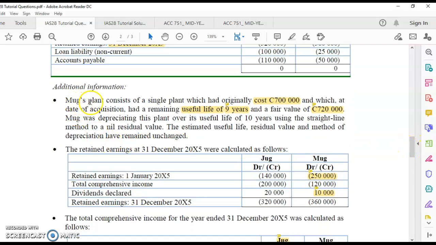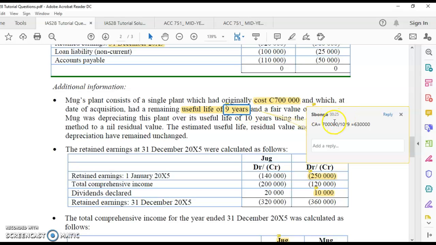And then we're told that there was a plant at acquisition which had a cost of 700,000 at the date of acquisition, and it had a remaining useful life of 9 years, but the fair value was 720. So we will do a check to see if the carrying amount equated the fair value, because we must record everything at acquisition at fair value. So let us test. To find the carrying amount, we'll say the cost over 10 years times the remaining useful life, and we get 630,000. That is the carrying amount.